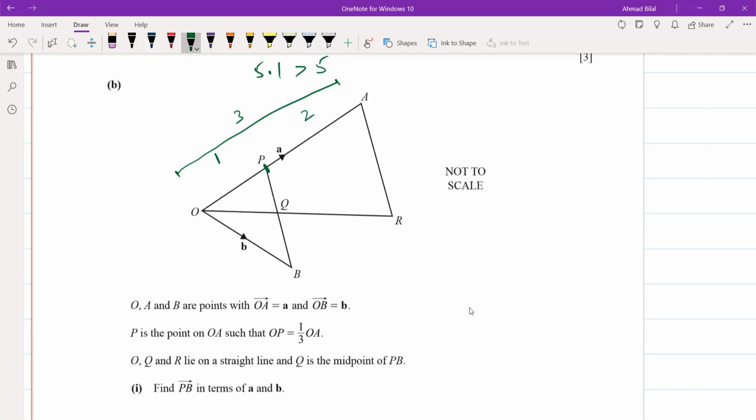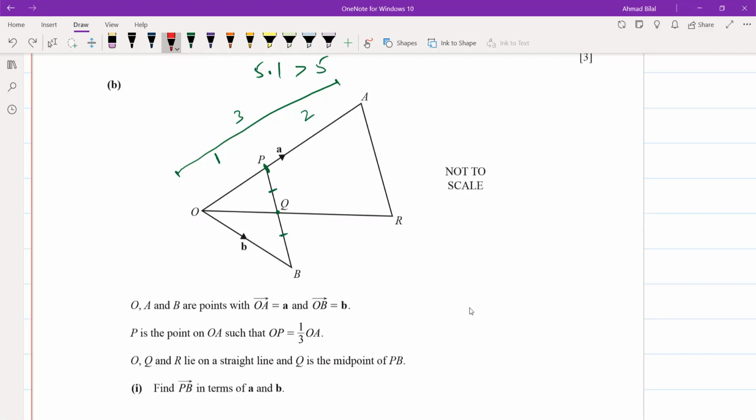अच्छा, O, Q and R lie on a straight line, and Q is the midpoint of PB. So this length here is equal to this length here. The midpoint is बताया हुआ, Q is the midpoint. Okay, so this is the information that is given. सबसे पहले it says find PB in terms of a and b.